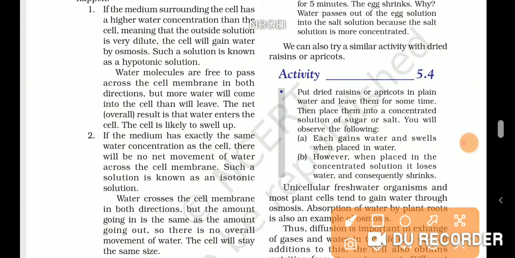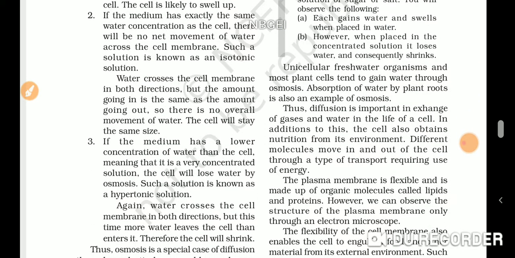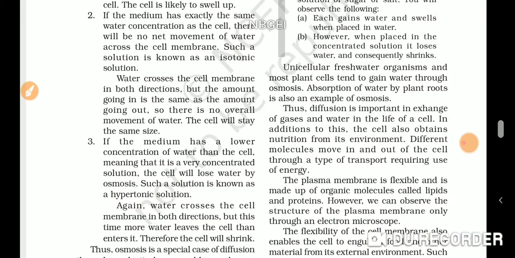There are some definitions of hypertonic and isotonic, and another definition about hypertonic. So you will understand by reading these three points. You will understand about hypertonic and isotonic. So you have to revise and read in your textbook. We will discuss the next organelle in our next lecture. Okay, thank you.